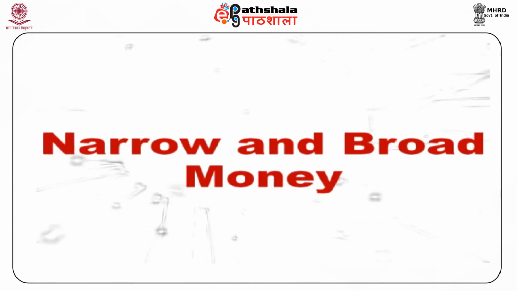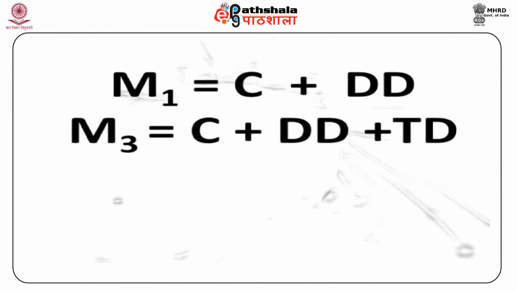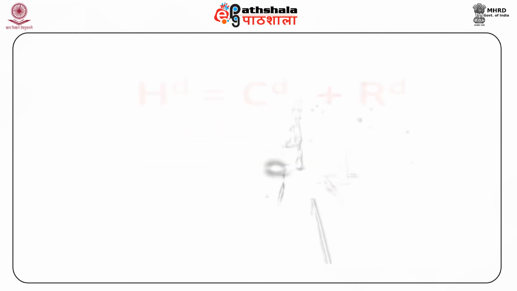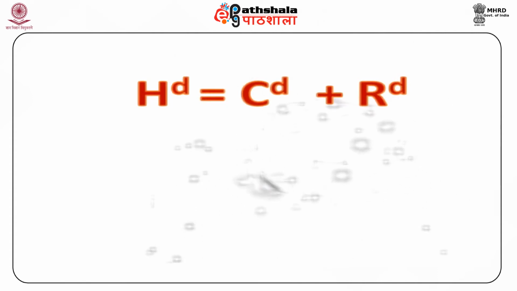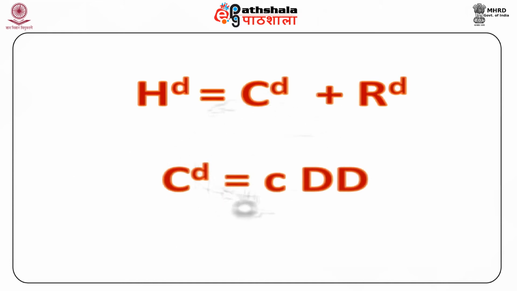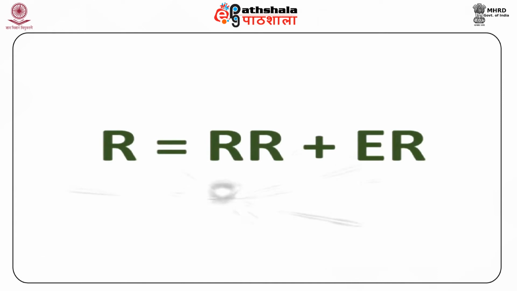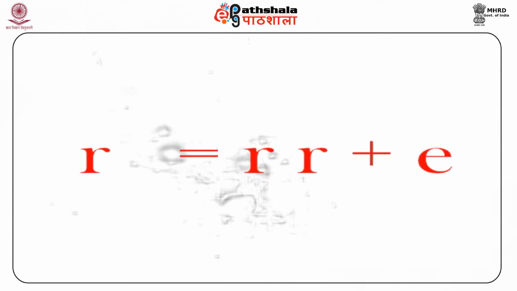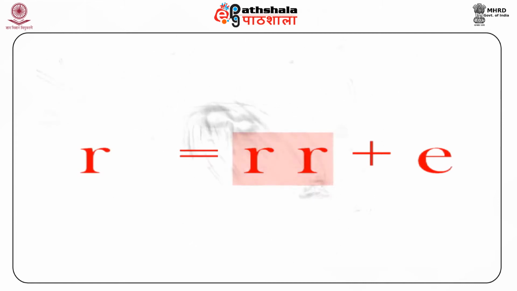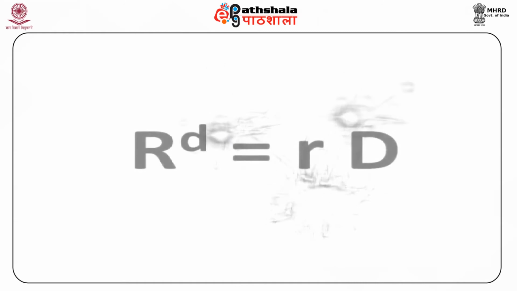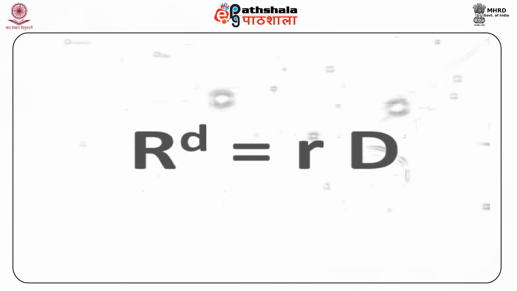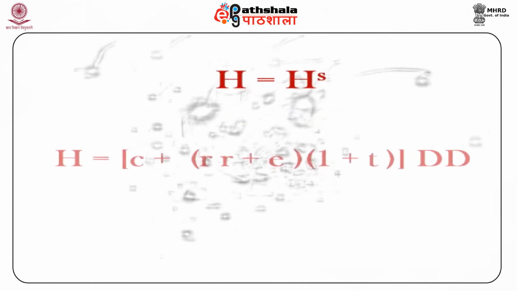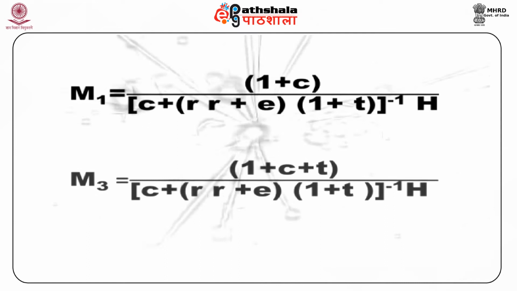Let us now derive the expressions for narrow and broad money, which help us identify the various determinants of the narrow and broad money stock. If H is assumed to be policy determined, the supply of H is given. Looking at the demand side, demand for H comes from the public for currency, CD, and from the banks for reserves, RD. Looking at the components of reserves, required reserves RR and excess reserves ER, dividing throughout by total deposits D, we get the expression where the reserve ratio R equals the required reserve ratio RR plus the excess reserve ratio E. The total reserves R are a certain proportion of total deposits D. The total deposits D are composed of demand deposits DD and time deposits TD. With H equal to HS, we have the expressions for narrow and broad money.